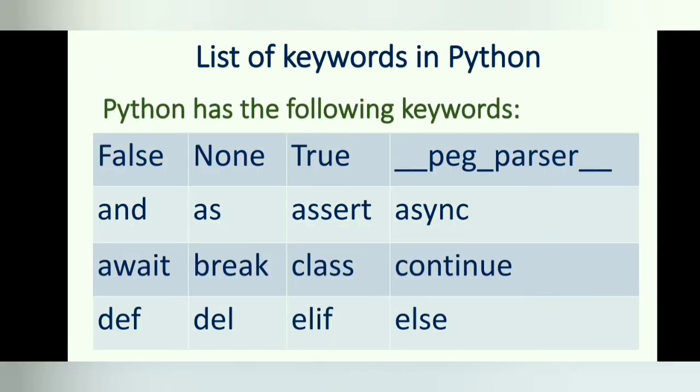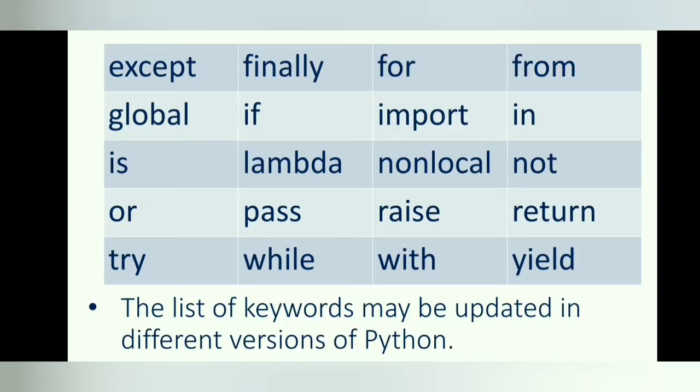List of keywords in Python. Python has the following keywords: False, None, True, peg_parser, and, as, assert, async, await, break, class, continue, def, del, elif, else, except, finally, for, from, global, if, import, in, is, lambda, nonlocal, not, or, pass, raise, return, try, while, with, yield. The list of keywords may be updated in different versions of Python.